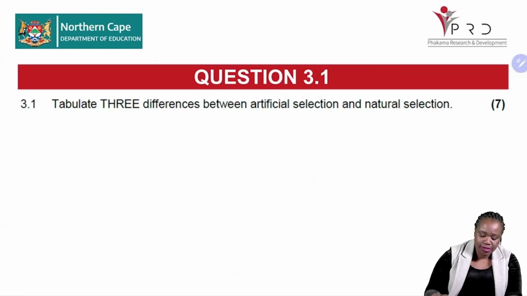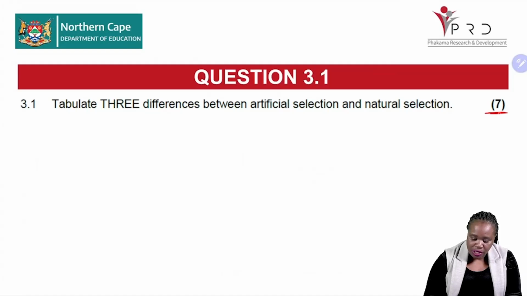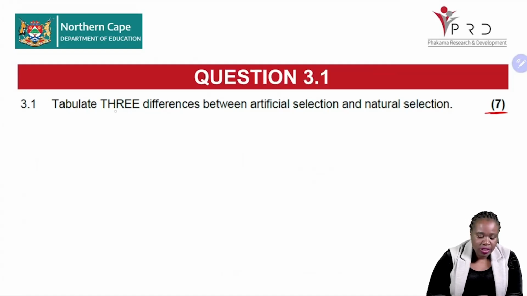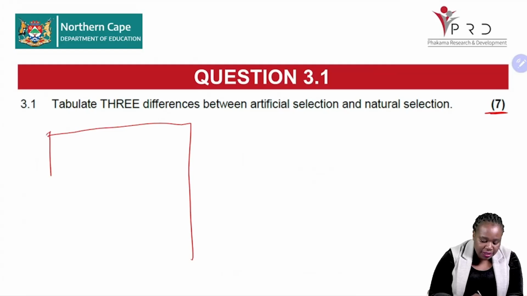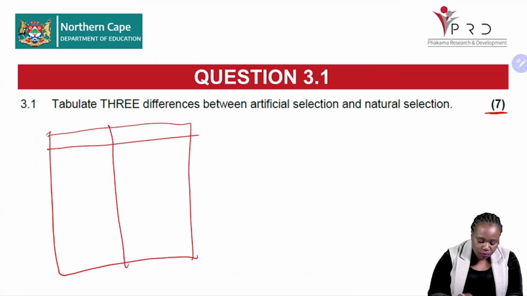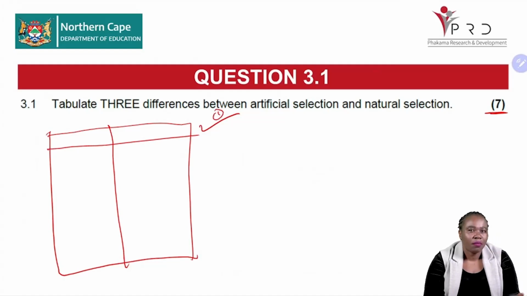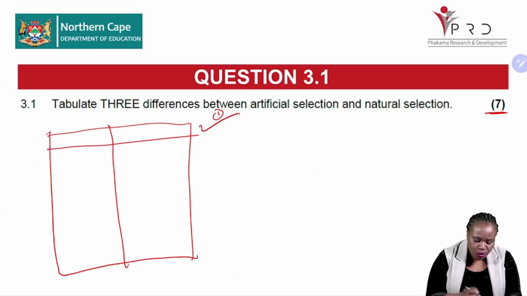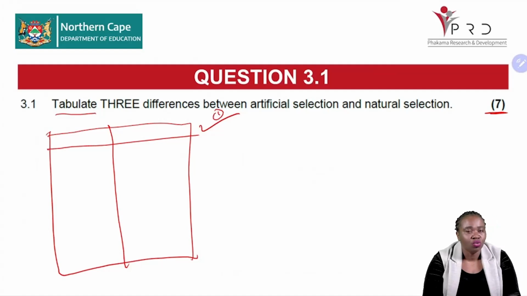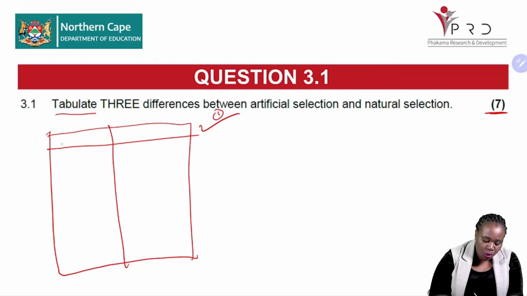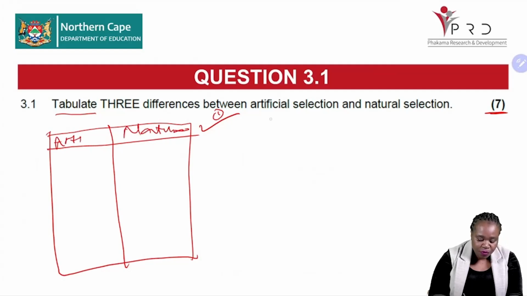So for 3.1, which is our first question, it says tabulate 3 differences between artificial selection and natural selection. Now, our mark allocation, we have 7 marks. However, they want 3 differences. This means that for your table, it is going to be 1 mark for simply drawing this table, a mark that you should never ever lose. So whenever it says tabulate, make sure you draw that table, and it is actually a complete table, right? And then on one side you will write artificial selection, and on the other side you will write natural selection. So these should be clearly indicated, and then you will give those 3 differences, right?